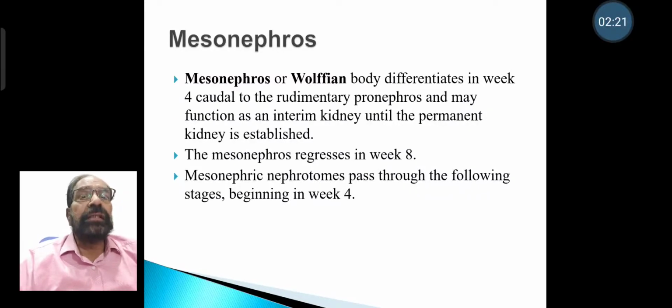Mesonephros or Wolffian body differentiates in week 4, caudal to the rudimentary pronephros, and may function as an interim kidney until the permanent kidney is established. The mesonephros regresses in week 8. Mesonephric nephrotomes pass through the following stages beginning in week 4.